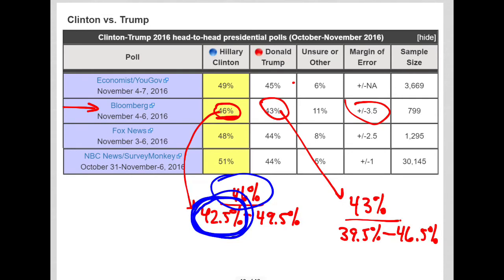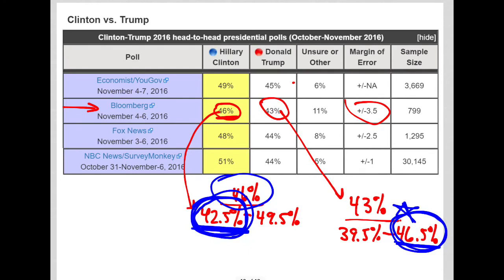So basically, if the data was down 3.5 percentage points from what their sample showed, but Donald Trump's was actually higher than their sample showed, if the population's feelings were higher than what the sample data showed, that would actually put Donald Trump in the winning position.